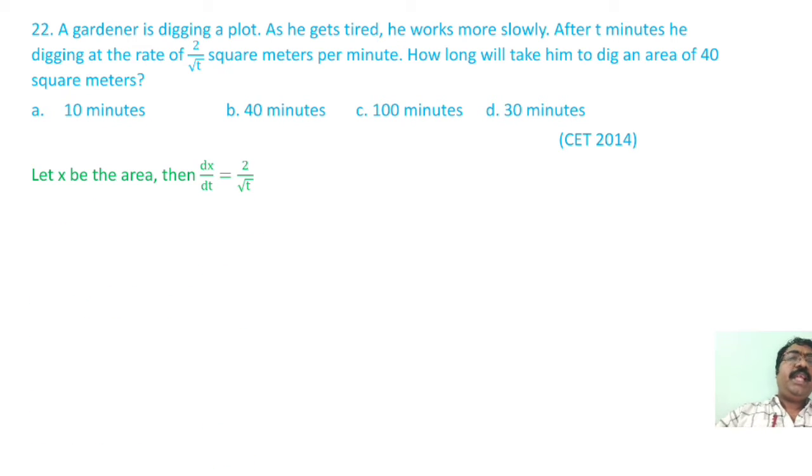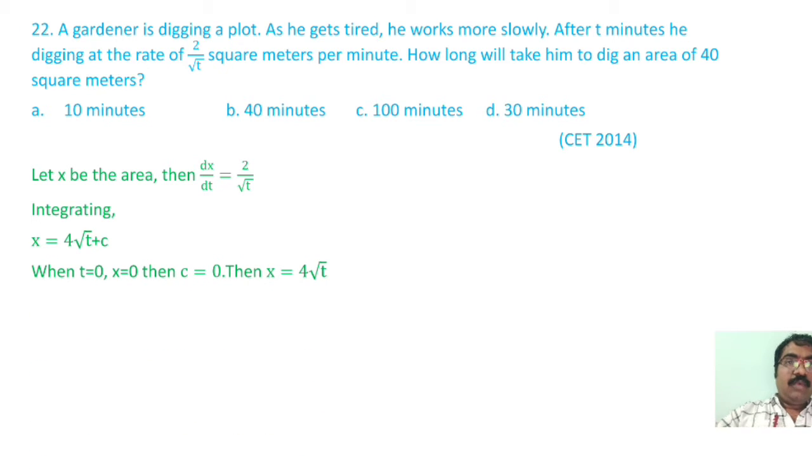Here let x be the area. Then the rate is given as dx by dt equals 2 by root t. If we integrate this, the integral of dx is x and the integral of 1 by root t is 2 root t, so it will be 4 root t plus c. Now when t equals 0, x becomes 0, so c is 0. The required equation becomes x equal to 4 root t.